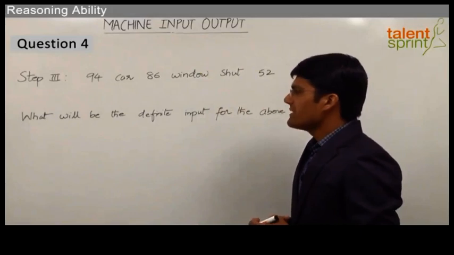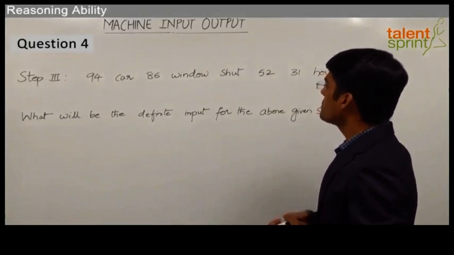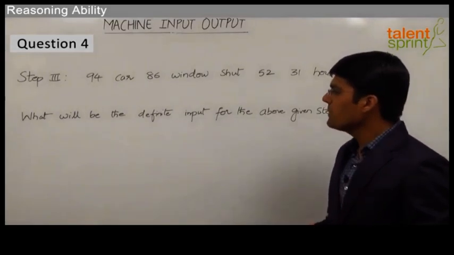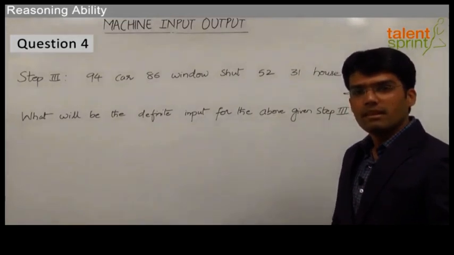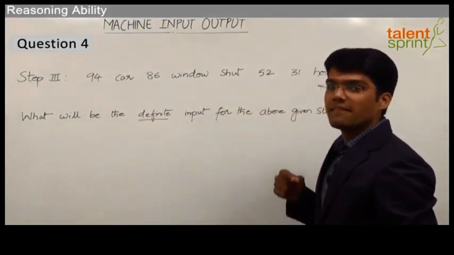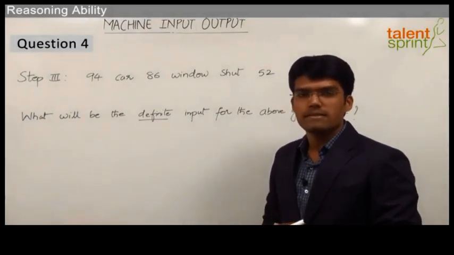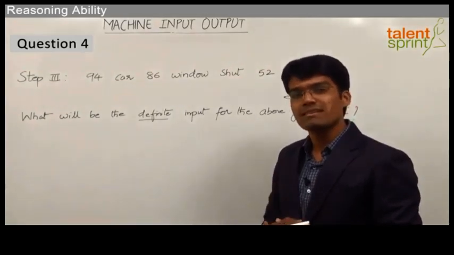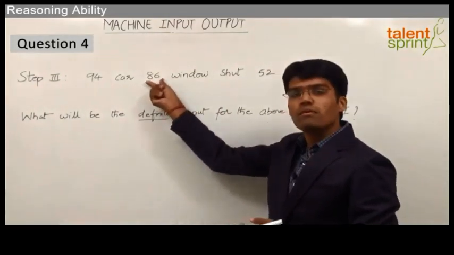In the given question, it says the step 3 is 94, car, 86, window, shut, 52, 31, house. And the question is, what will be the definite input for the above given step 3? Let me draw your attention to the word definite here. As the given step is step 3, it is very obvious that the first 3 positions are correct. And we can also understand that in this particular step, the third position was moved from some other place.